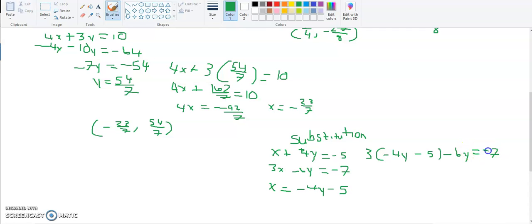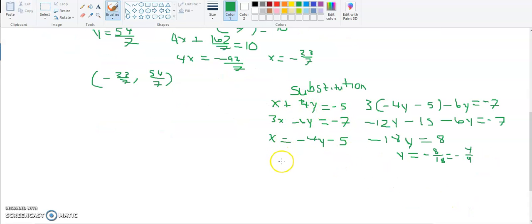And now I have one equation, but only y is a variable, so I can find what y is. So expanding this out, I get -12y minus 15 minus 6y is equal to -7. Combining like terms, I get -18y, and then I can add 15 over, and I get is equal to +8. So I divide, and I get y is equal to -8 over 18, which is the same as -4/9.